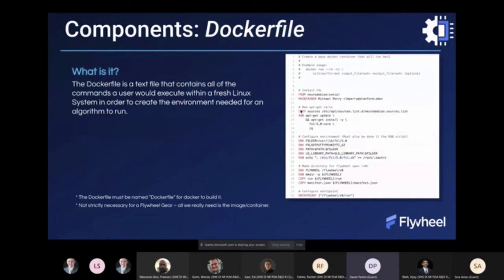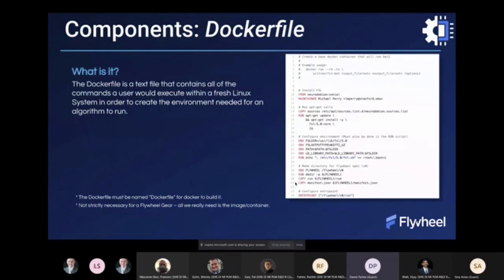There's a few main commands that you'll use. Copy copies files from your local directory into the Docker file. Run runs a command, just like a command line command. So any apt-get or sudo yum install you'd need to do to get your algorithm working, you'd have to put in the Docker file. env sets the environment, but as I mentioned, this won't be carried over to the actual engine at the time of gear execution. Just to keep that in mind.